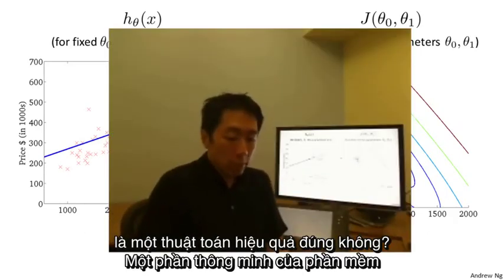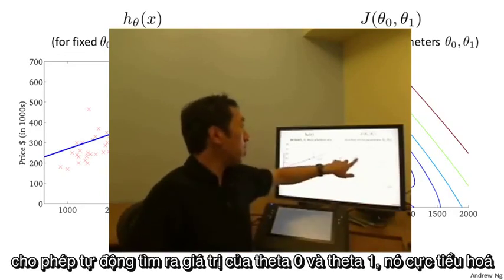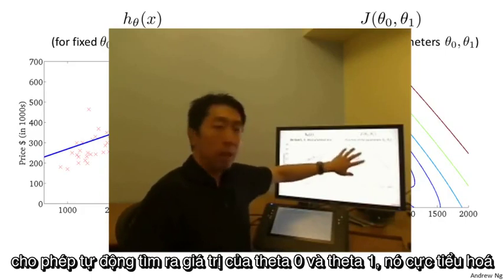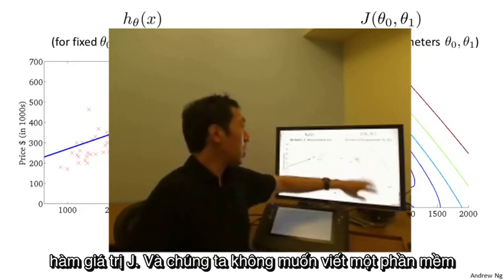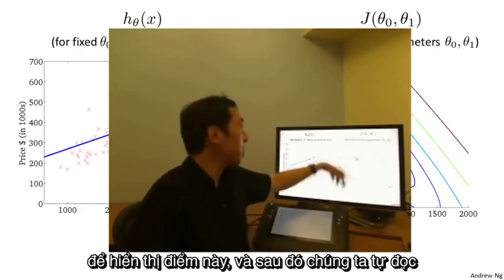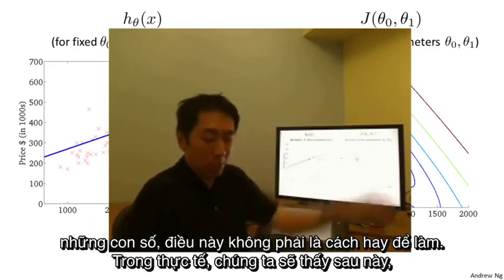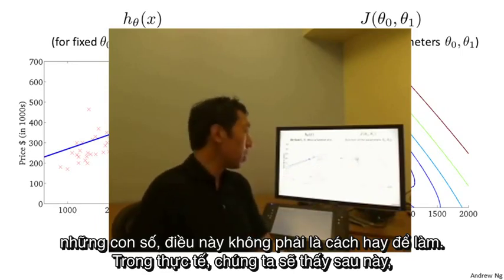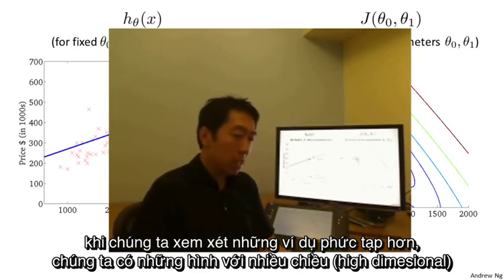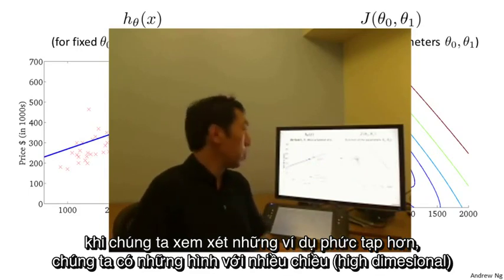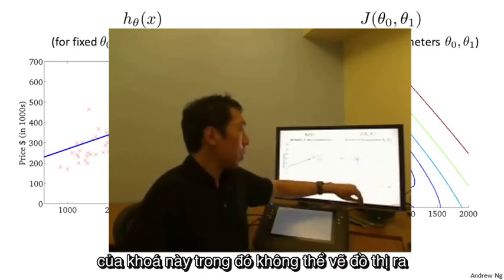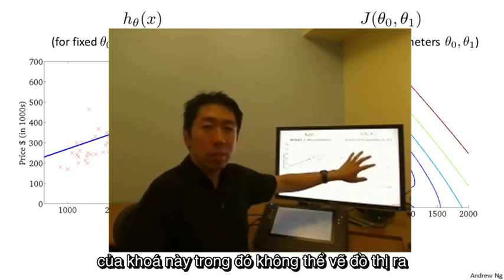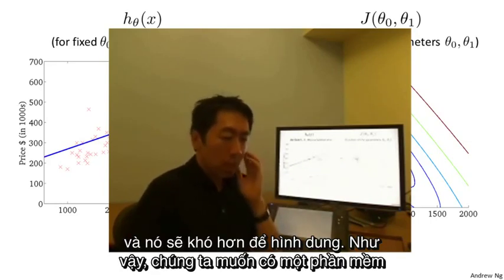Now, of course, what we really want is an efficient algorithm, an efficient piece of software, for automatically finding the values of theta 0 and theta 1 that minimize the cost function J. What we don't want to do is write software to plot out this point and then try to manually read off the numbers. That's just not a good way to do it. And in fact, we'll see later in this course that when we look at more complicated examples, we'll have higher dimensional figures with more parameters, where this figure cannot really be plotted, and it becomes much harder to visualize.